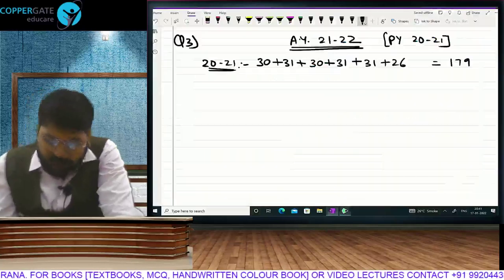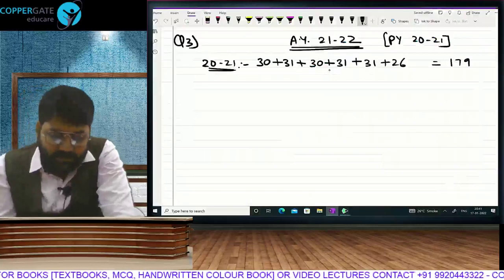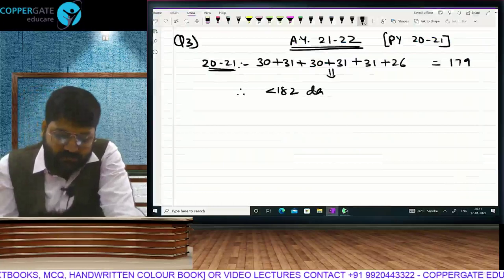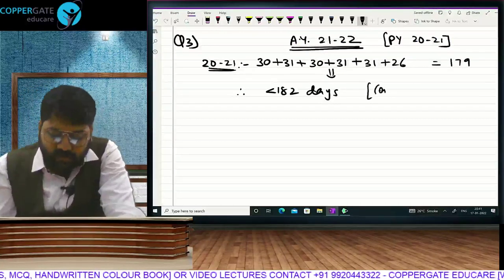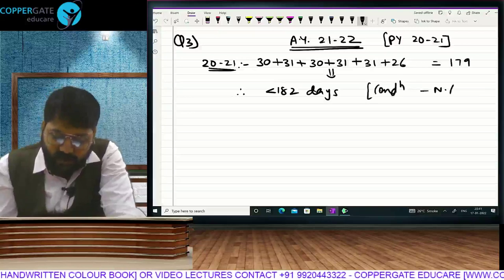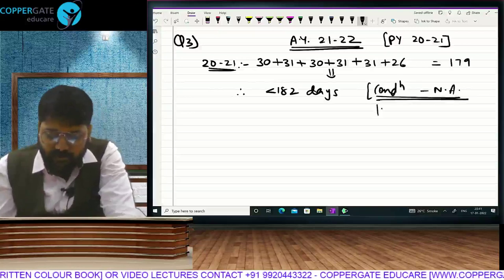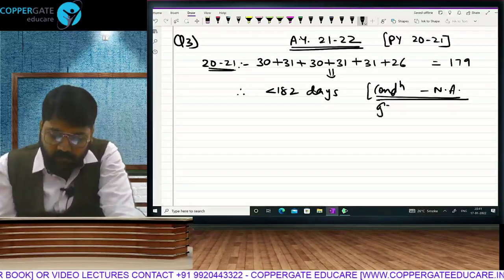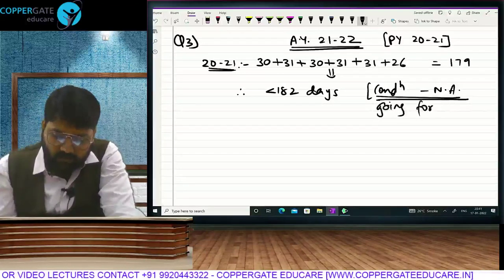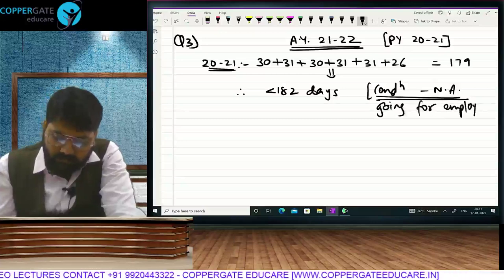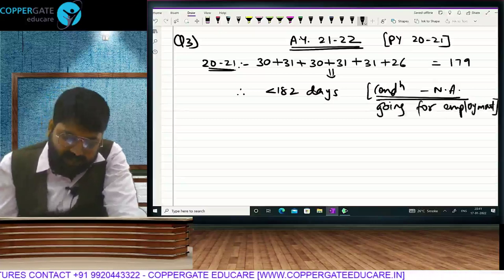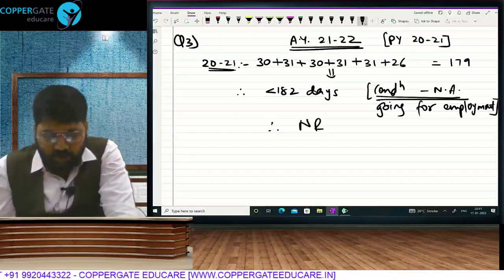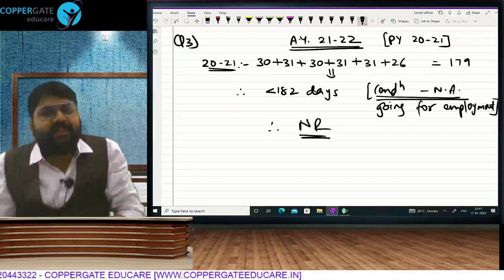And because he falls in that exception, can I say his stay is less than 182 days? Condition 2 is not applicable. Why is condition 2 not applicable? Because he is going abroad for the purpose of employment. And therefore the assessee is, ladies and gentlemen, non-resident. Topic finished. And in non-resident there is no further checking.